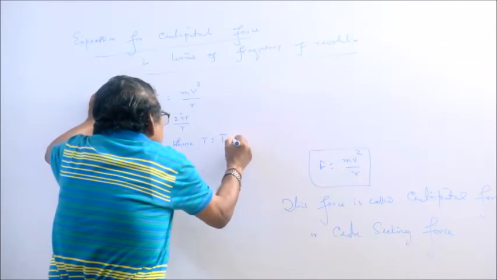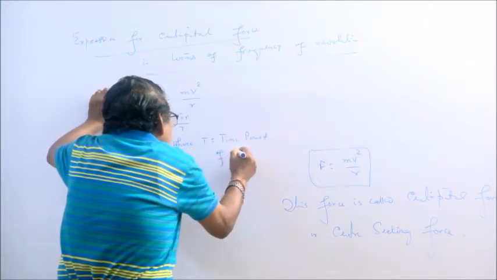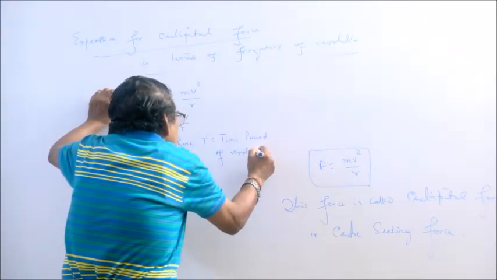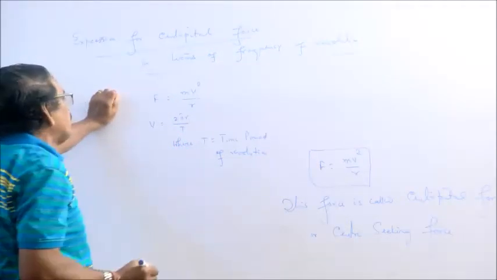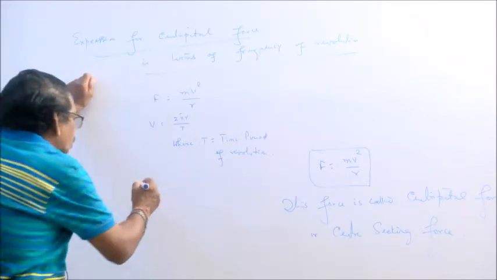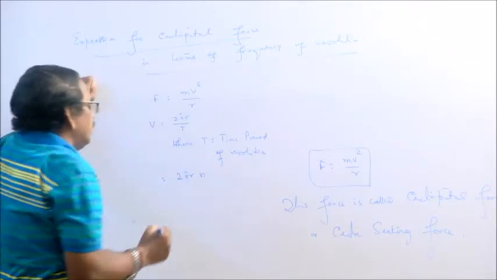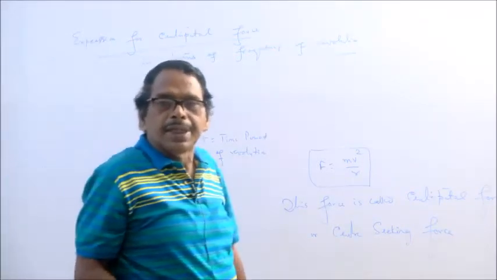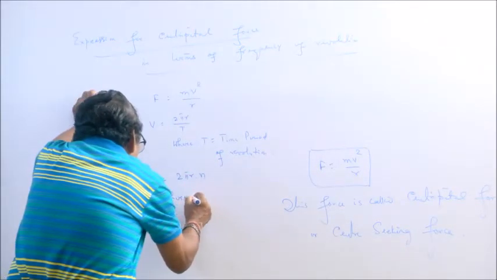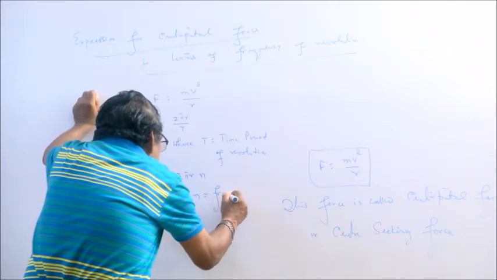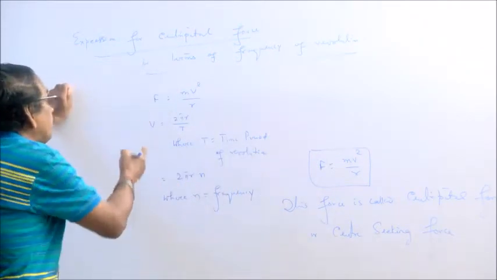the time period of revolution. What does it mean by time period of revolution? It is the time taken by the body to make one complete revolution. So v is equal to 2 pi r by T, that is equal to 2 pi r into 1 by T. In place of 1 by T, we can write n, where n is frequency.